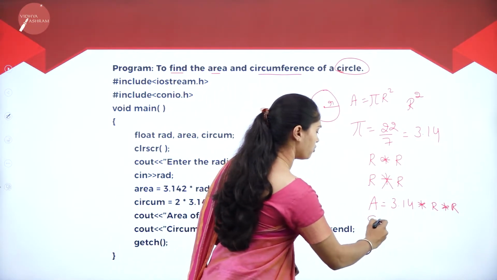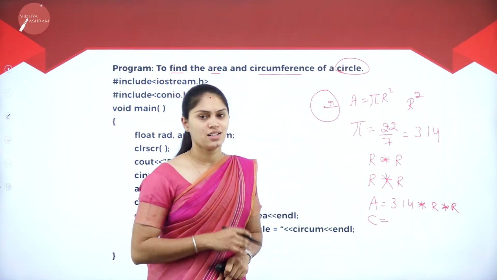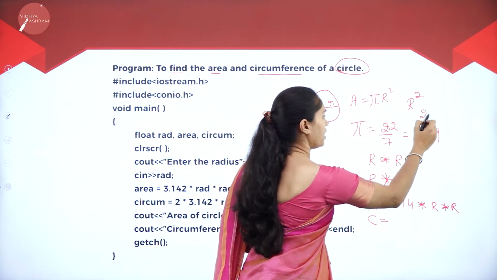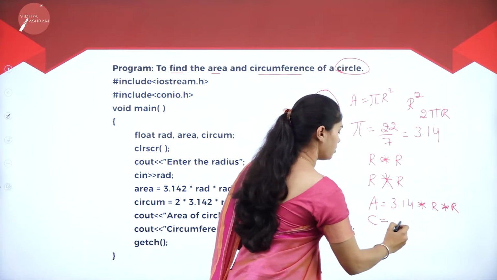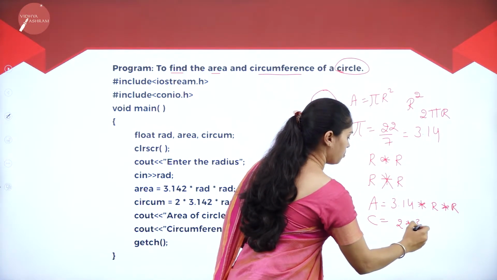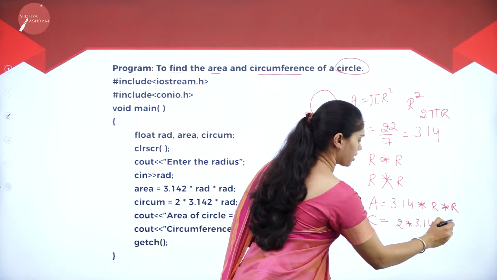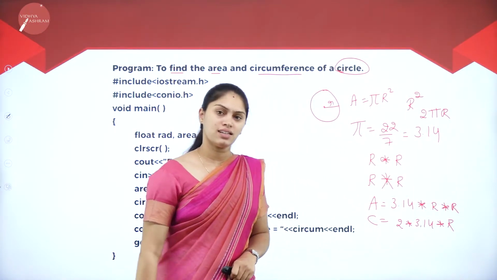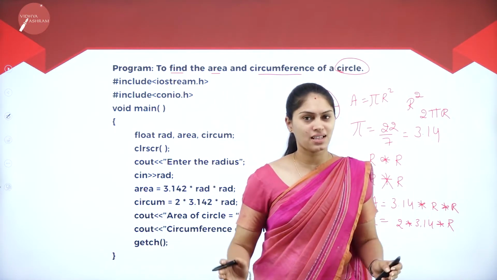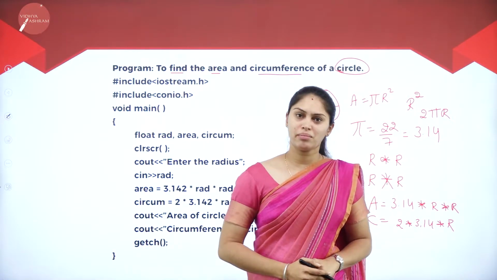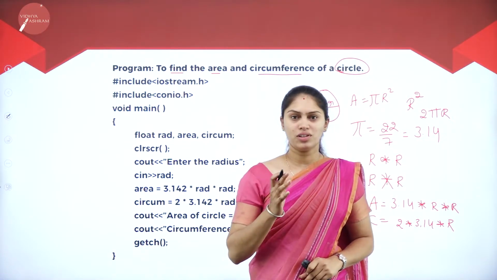Then how are we going to find the circumference of a circle? For that we have 2 pi r, so 2 * 3.14 * r. This is the formula to find the circumference of a circle. These are the basic things that you have to remember when you are working with computer programming.